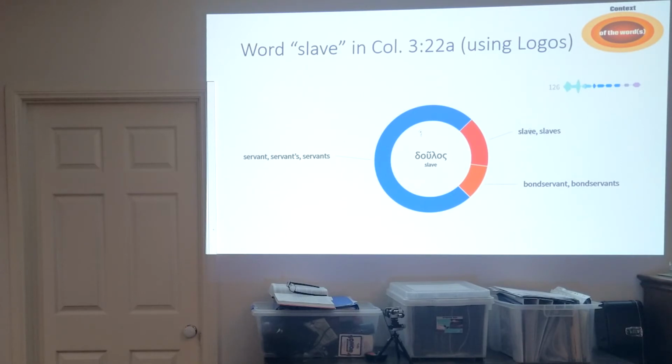There's actually a ship called the Doulos, and there's one called the Logos as well. Yeah, it's Logos.